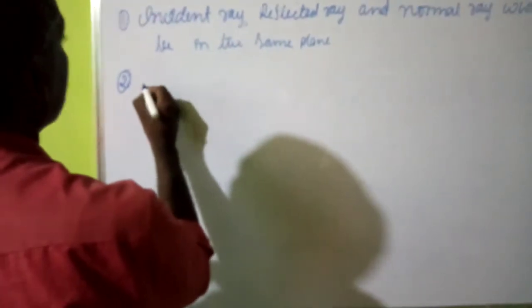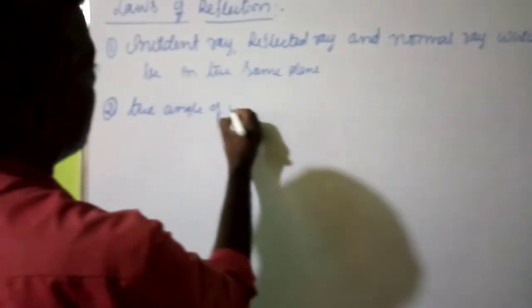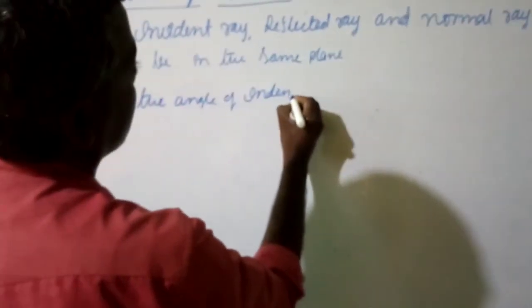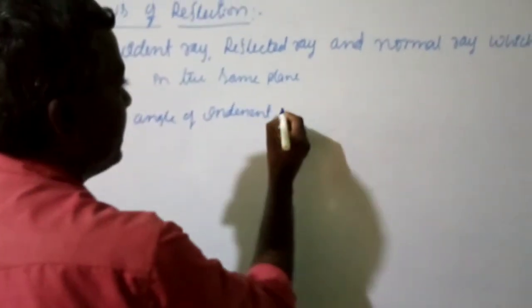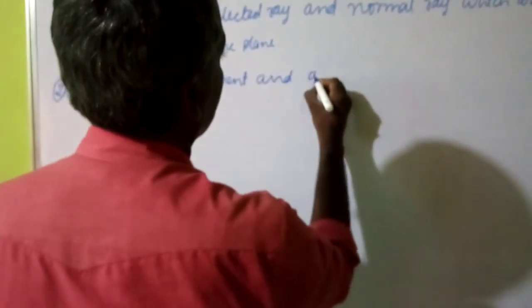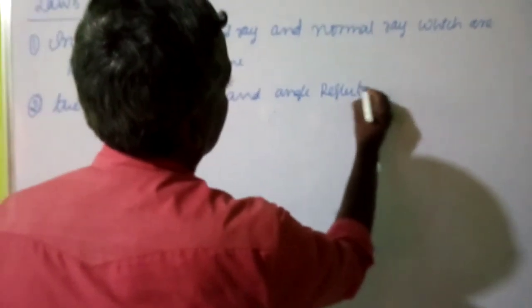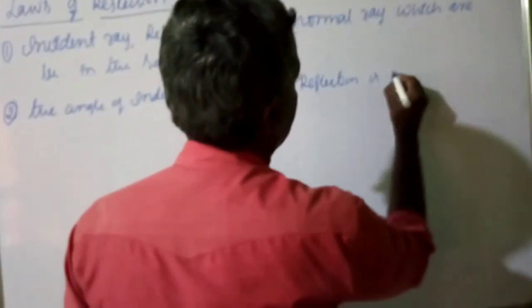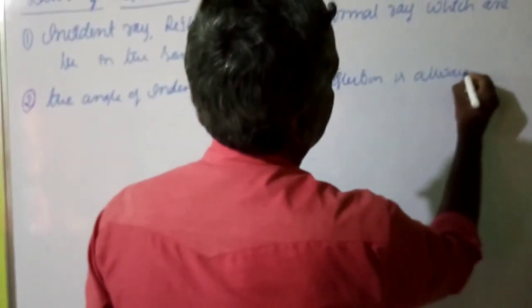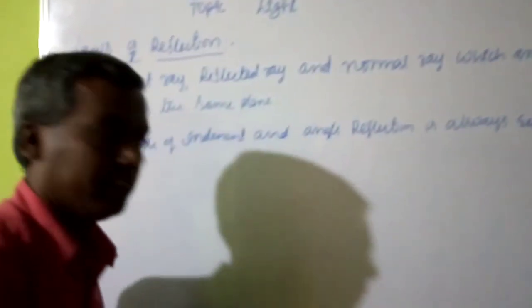The second law of reflection is: the angle of incidence and the angle of reflection are always equal. So these two angles are always equal.